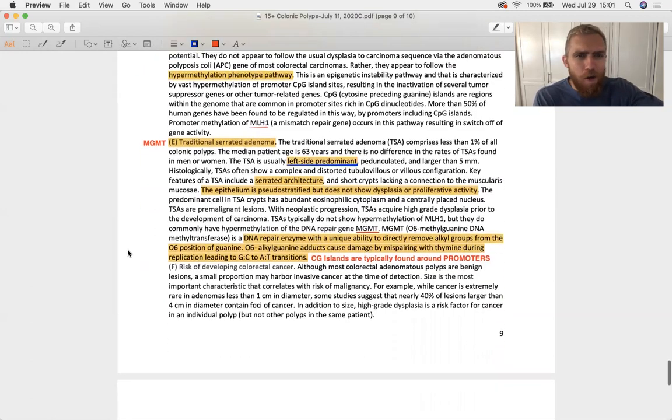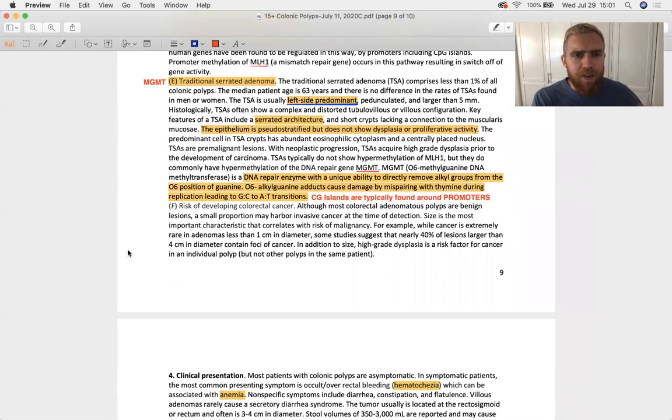So let us finish up quickly by discussing the traditional serrated adenoma, which is a minutia of colonic polyps that appears in the elderly. It is left side predominant. It does tend to be pedunculated, so we'll have a stalk on it. Again, I'm saying no rules, just trends.